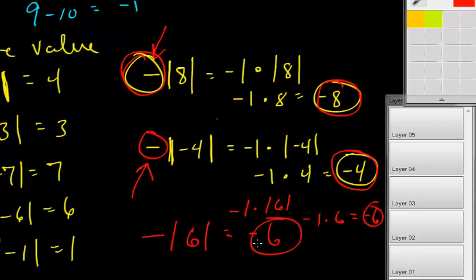All right. And that's basically a very short definition of what an integer is, how to do opposites, and absolute values.